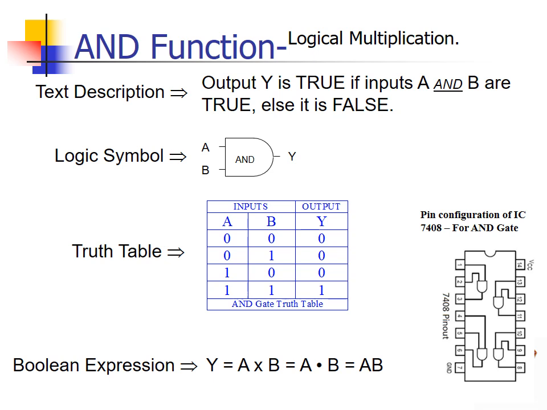The pin configuration of that IC is shown in the diagram. There are 14 pins: 1, 2, 3, 4, 5, 6, 7 at the left side and 8 to 14 at the right side. Pin number 7 is always ground and pin number 14 is always VCC. So in that pin configuration of IC 7408, which is for the AND gate, there are 4 gates in that IC. So as per the requirement, we can use any one or all 4 gates for our applications.